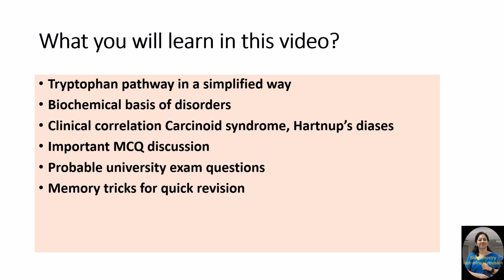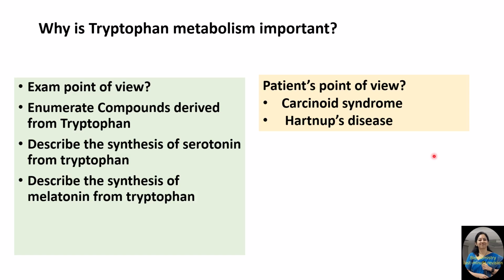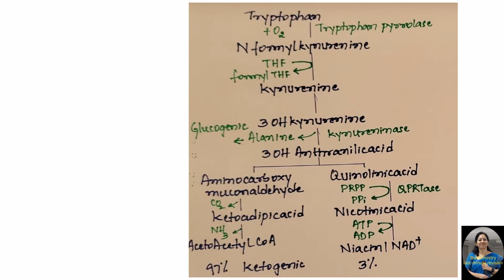What you'll learn in this video: the tryptophan pathway in a simplified way, the biochemical basis of disorders like carcinoid syndrome and Hartnup's disease, important MCQ discussion, probable university exam questions, and a memory trick. Why is tryptophan metabolism important? Enumerate compounds derived from tryptophan, describe the synthesis of serotonin from tryptophan, and describe the synthesis of melatonin from tryptophan. From the patient point of view, two important disorders you need to remember: one is carcinoid syndrome, and the other is Hartnup's disease. Now let's try to understand tryptophan metabolism in detail.